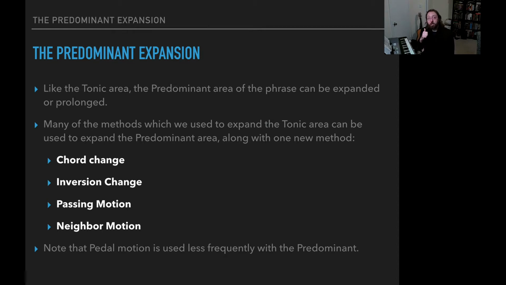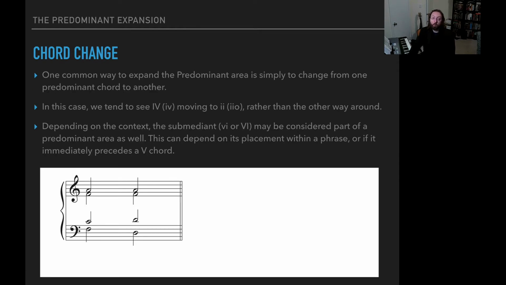We'll be looking at chord changes, inversion changes, passing motion, and neighbor motion. We don't see pedal motion happening as much to prolong the predominant area. It's technically possible, just something that we don't see as often. So let's start with chord changes.